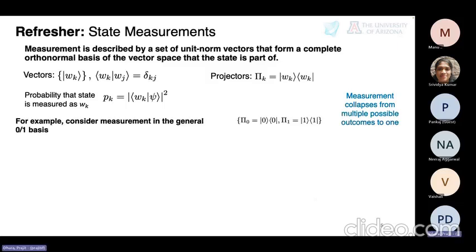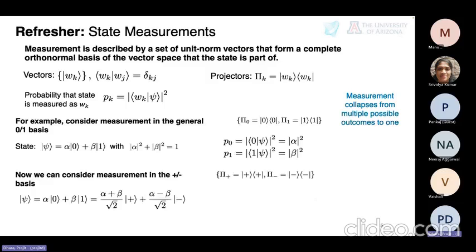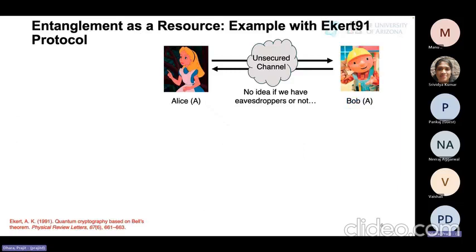And as we all know, measurement collapses the system from multiple possible outcomes to one possible outcome. So this is all trivial from here on: if I take a state alpha 0 plus beta 1, I get these probabilities of measuring 0 and 1. And if I chose some other basis of measurement, say plus and minus, as we took as a trivial other example, then I get different probabilities of outcome in general. So given all that information, how do we use entanglement?